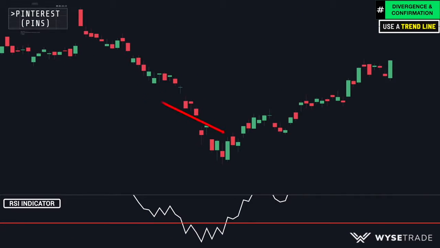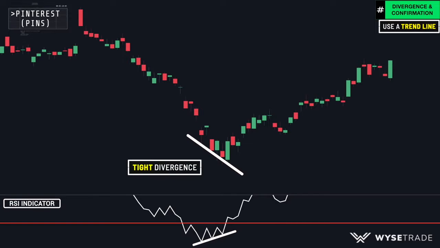Here's the Pinterest stock, clear moving downtrend. You then spotted your tight divergence. Let's again switch to the line chart to show this more clearly.